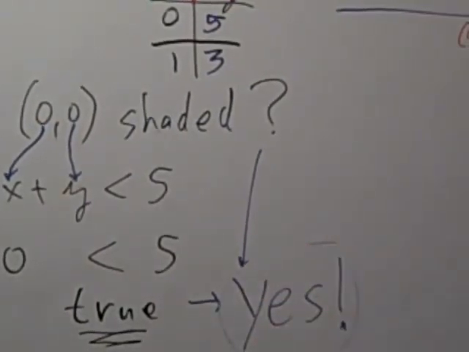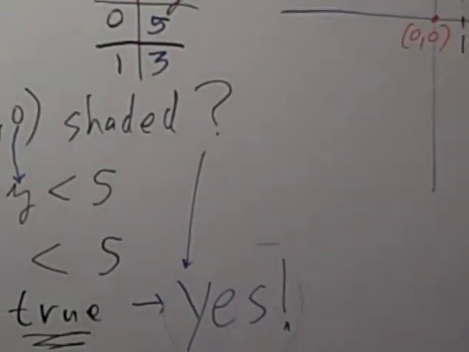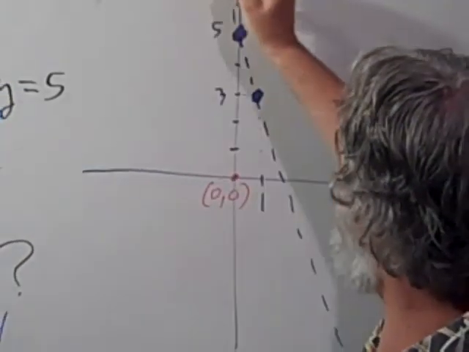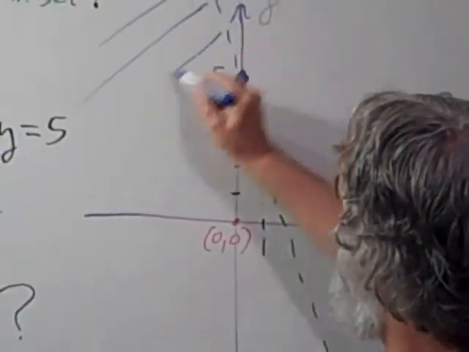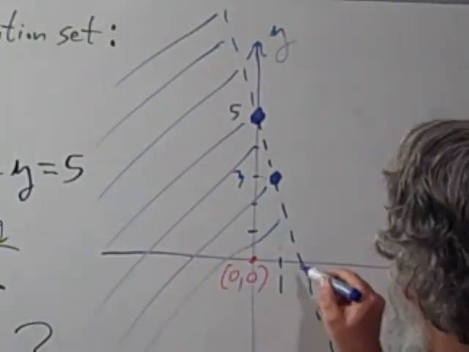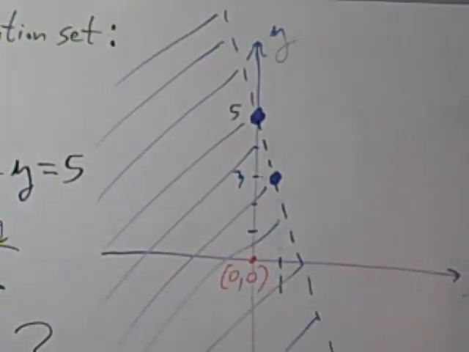So we know that the origin is on the shaded side of this line, and so that's the side to shade. Everything over here is part of the solution set of this linear inequality. Everything on this side of the line.